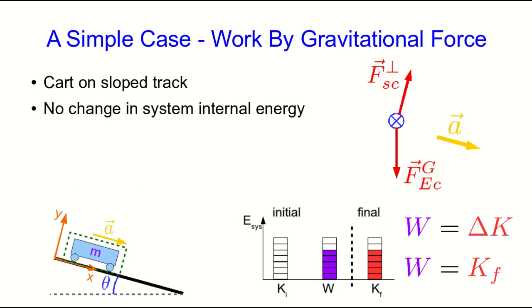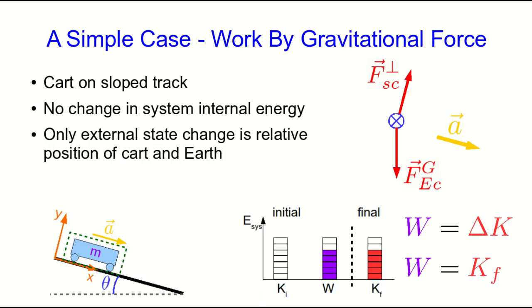And I want to point out there is no possible change in the system's internal energy. We're treating this as a particle, and so the only energy is kinetic energy. There's no internal energy. And the only external state change happening is the change in the relative position of the cart and the Earth. And so that means that all of the work done must be done by the gravitational force. The perpendicular force due to the surface is not doing any work. And so we've identified a situation where we know exactly what force is doing the work. It's the gravitational force. And note that it isn't parallel to the motion.